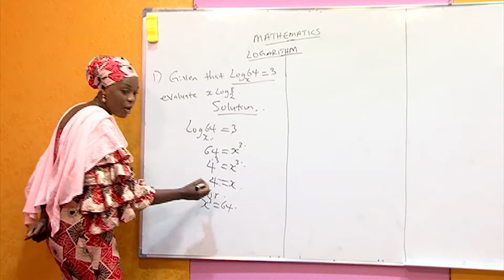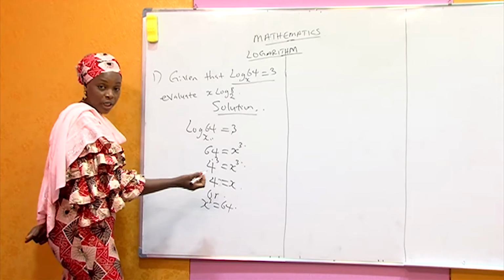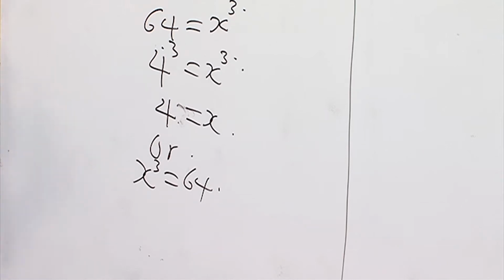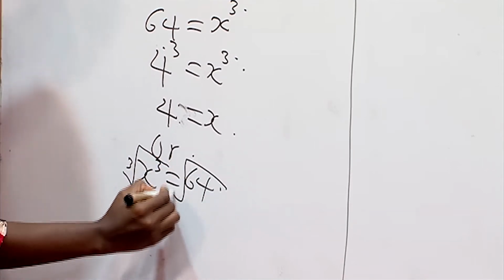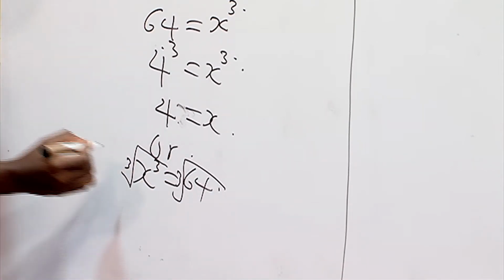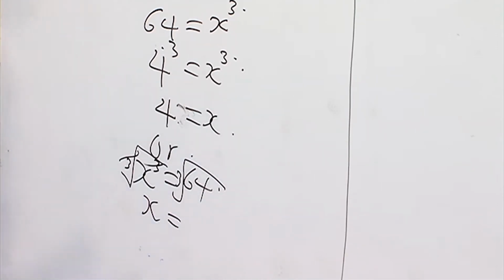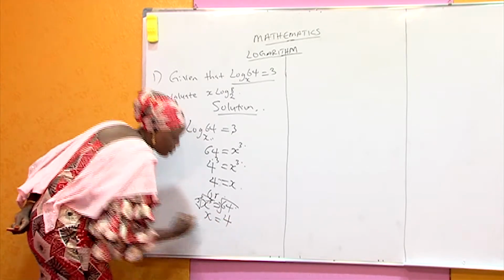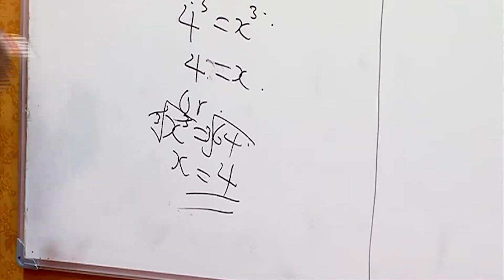We have a power attached to that x. How do we eliminate this power? We know that this is a cube. So to get this cube eliminated, you take the cube root of both sides. Taking the cube root of both sides, the cube root cancels this cube. Now we have our x to be the cube root of 64. What is the cube root of 64? That's the number that multiplied 3 times will give you 64. That number will be 4. You see, at the end, we still have x is equal to 4. Now, we have that our x is equal to 4.